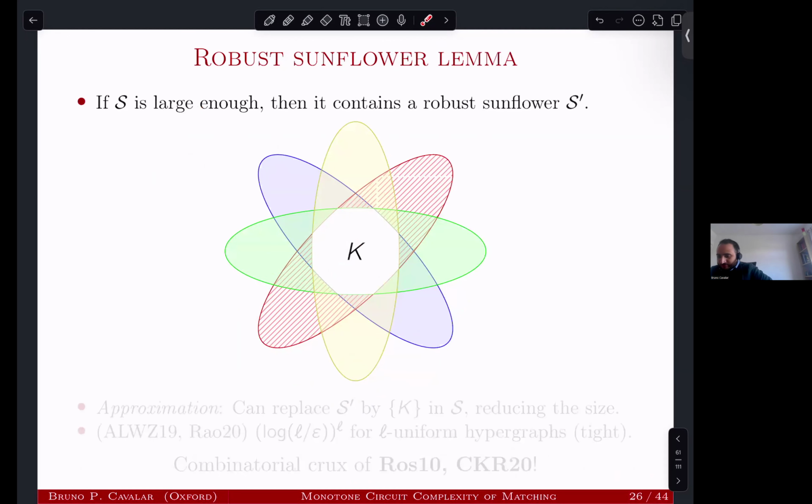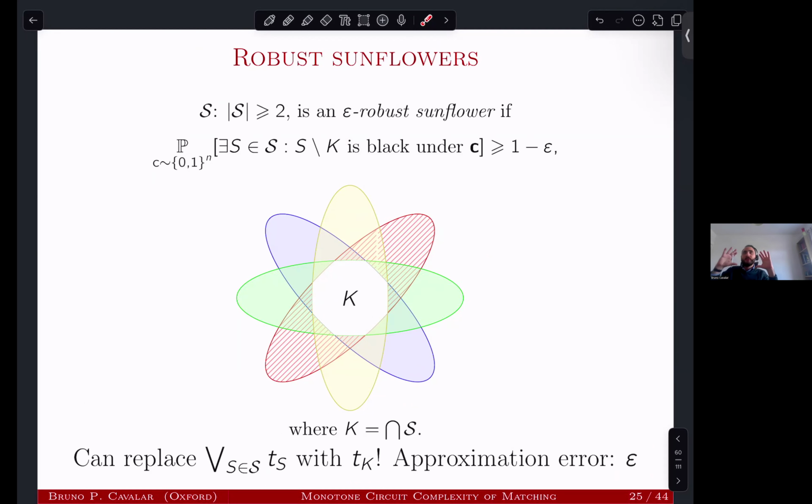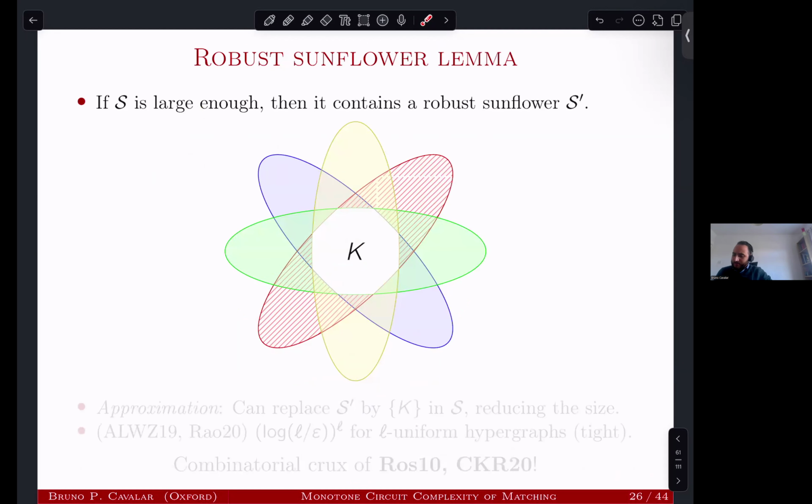Right, and there's the robust sunflower lemma. This is showing us how we can approximate some DNFs which have this particular structure. They have this guy here and this core and all these hyperedges which are intersecting there. But the robust sunflower lemma allows us to do this for every hypergraph. So if your family is large enough, then it contains a robust sunflower. This is what the robust sunflower lemma is saying.